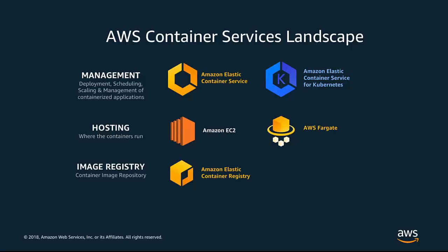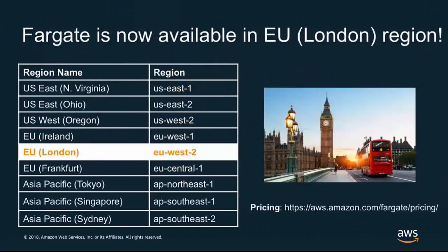And you can continue to benefit from the investments that we've made in ECS over the past 3 years with access to the same rich set of features and capabilities to run in production at scale. And I'd like to say that, announced as of October 29th, Fargate is now available in the London EU region.